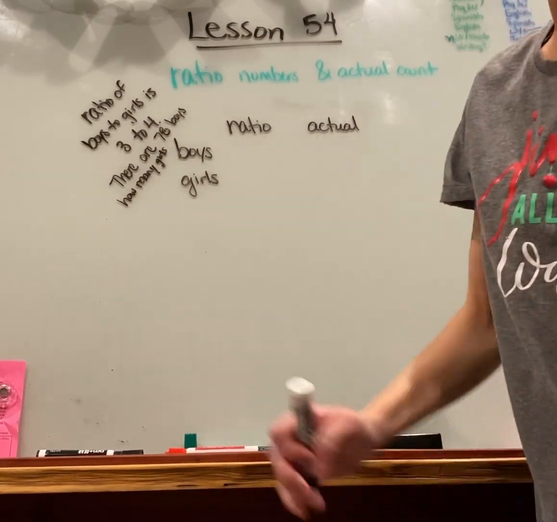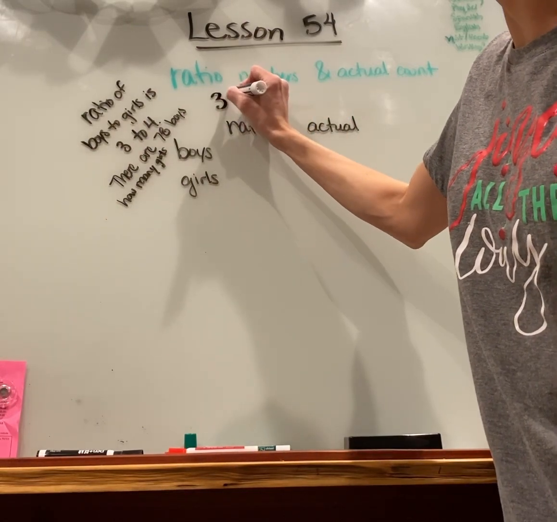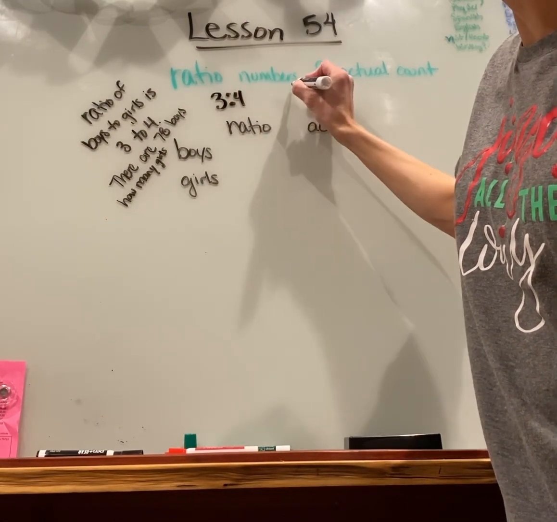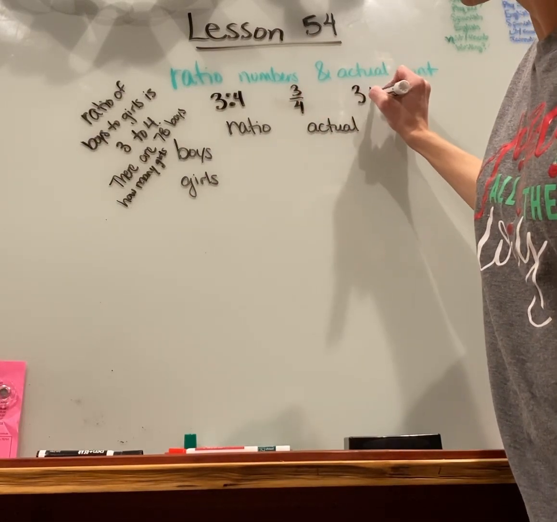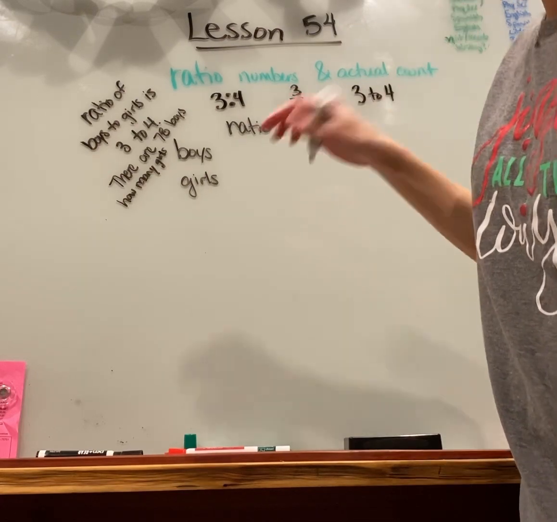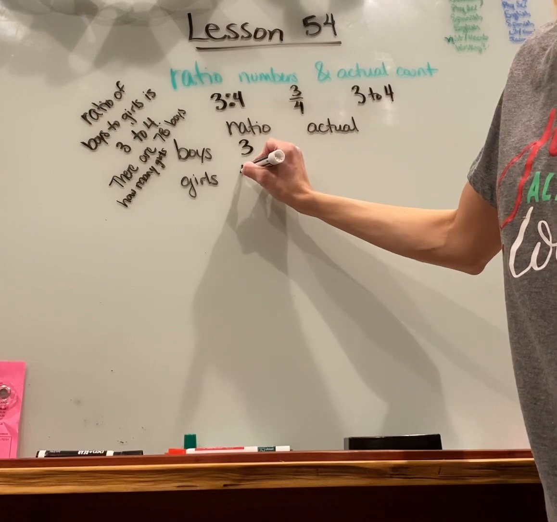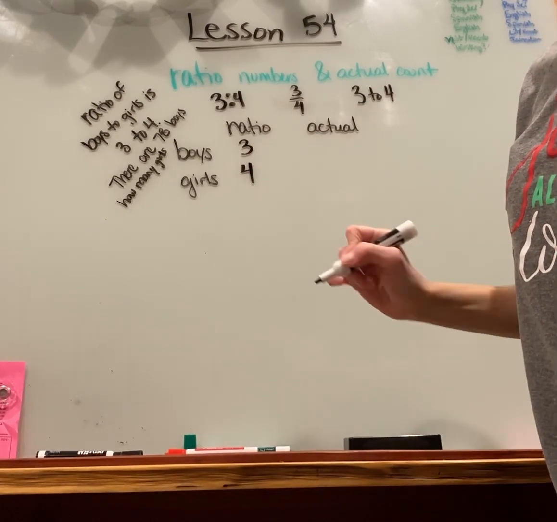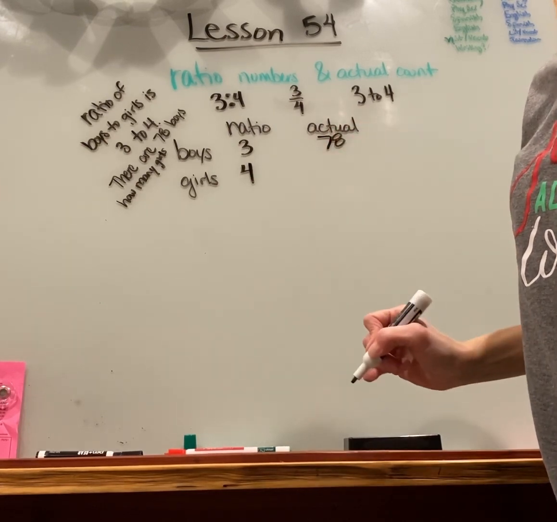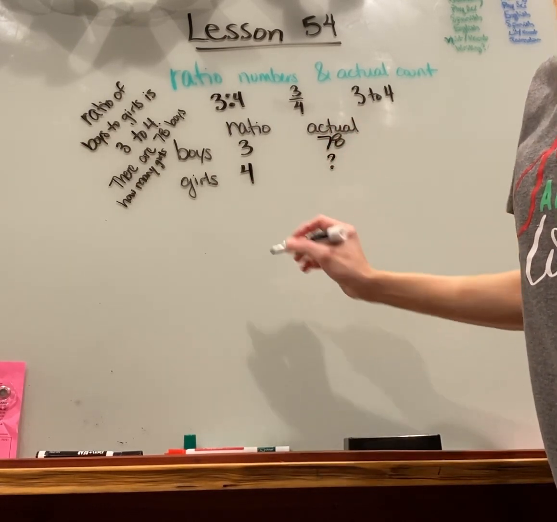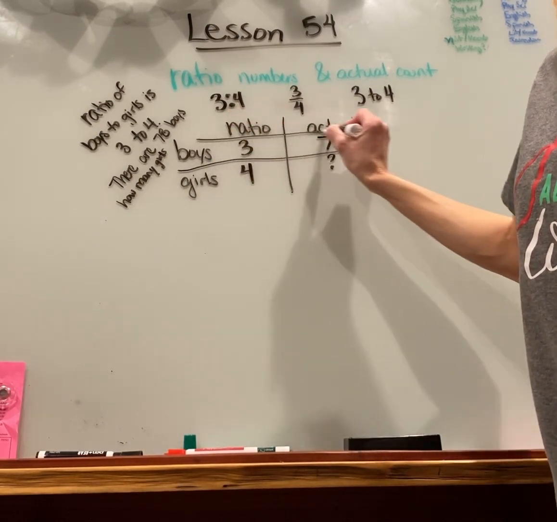So the ratio is the 3 to 4. Sometimes you'll see a ratio written as 3 to 4, or it could be written like a fraction, 3/4, or with words, 3 to 4. So the ratio is boys to girls, 3 boys for every 4 girls. Our actual numbers are that there are 78 boys. We want to know how many girls there are. So you can make it into a table or a chart, however you want to look at it.